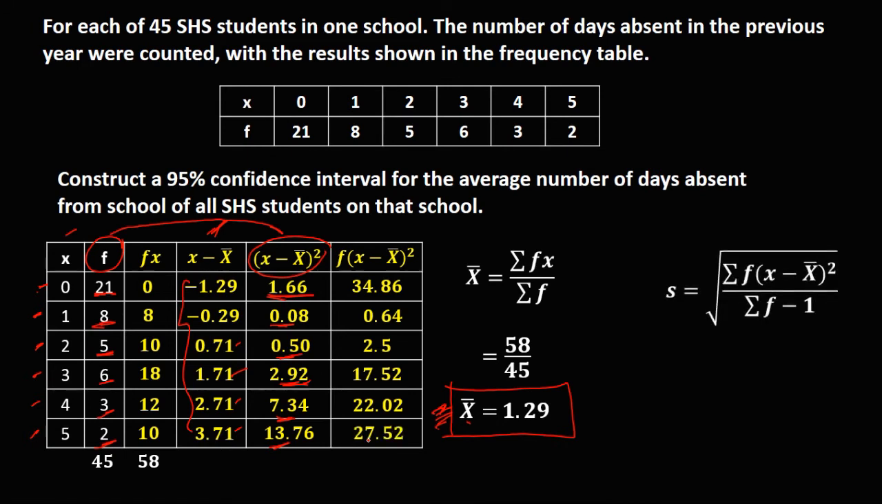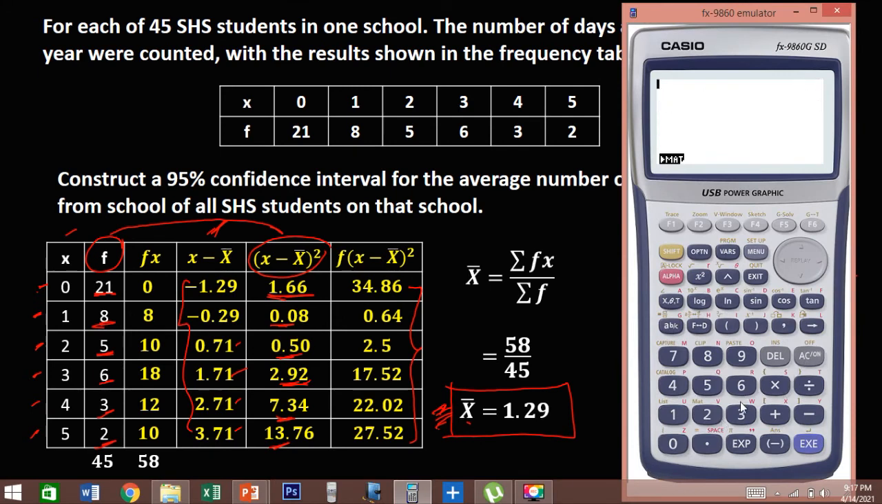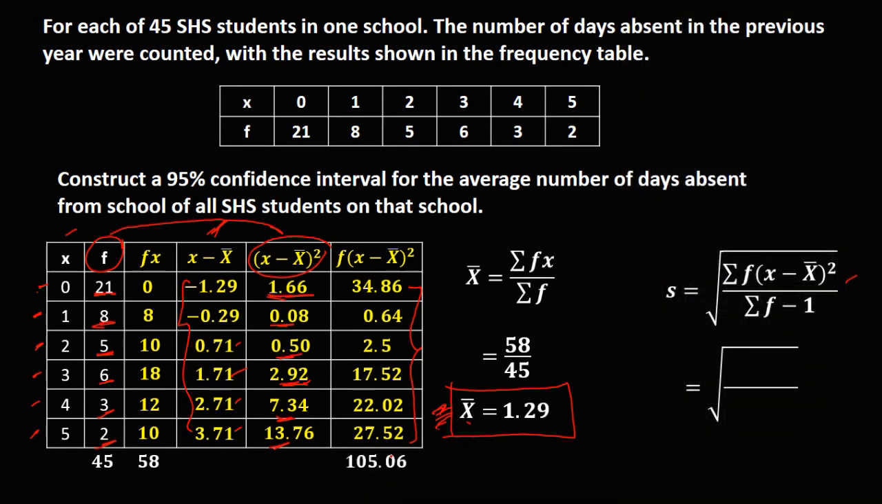Then to solve for the standard deviation using this formula, we have the summation of f times x minus the mean squared. So we need to add these numbers. 34.86 plus 0.64 plus 2.5 plus 17.52 plus 22.02 plus 27.52. So we have 105.06.